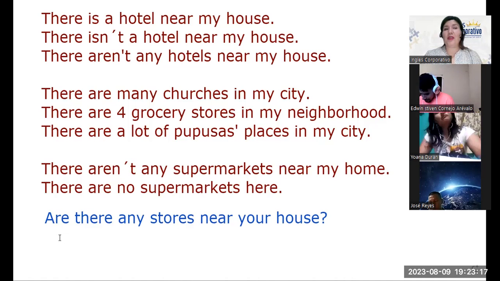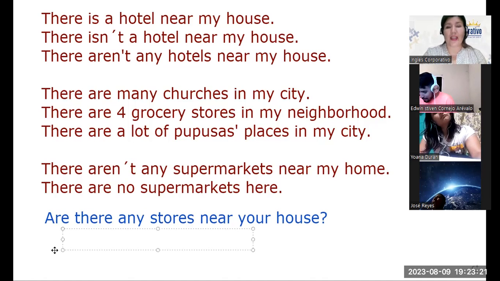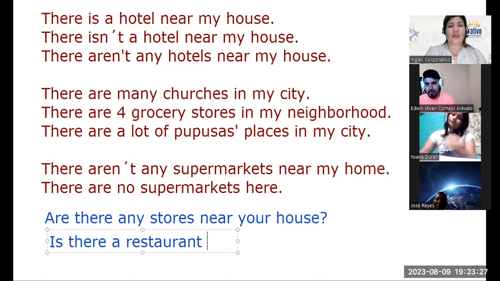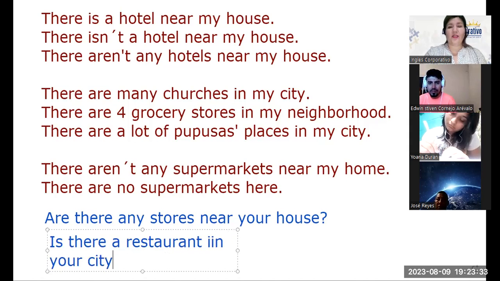Or, if you don't want to use any. Si no quieres usar any, we say, is there a restaurant in your neighborhood or in your city? Is there a restaurant in your city? Sorry that I wrote double I here. Is there a restaurant in your city?